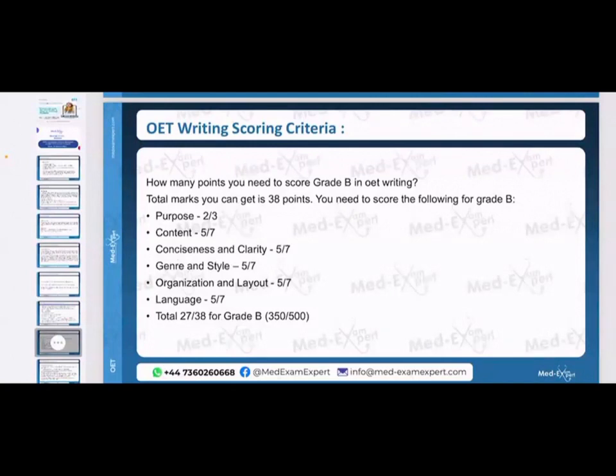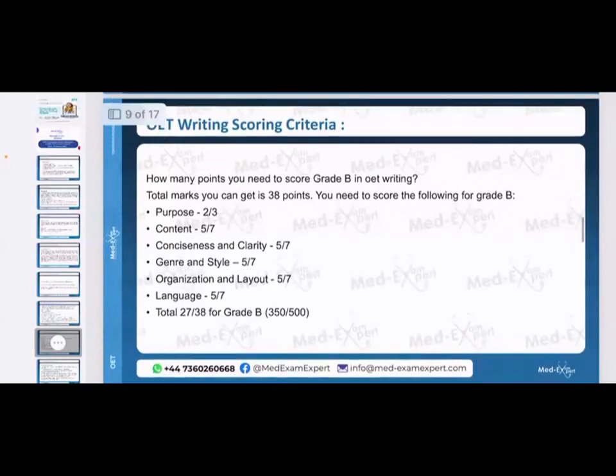No, you are only allowed to write one letter, and there would be no choice. It's totally up to your luck, up to your fate, which letter you get in the real exam. It can be referral, it can be discharge, it can be transfer. So make sure you are prepared for all types of letters.